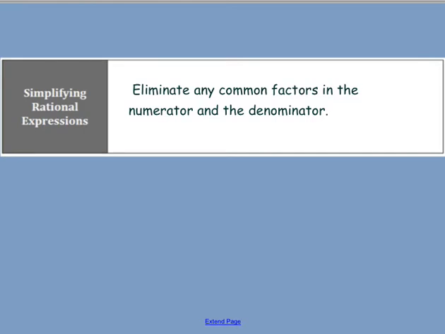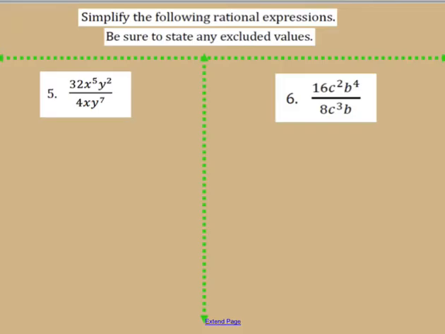So let's take a look at simplifying rational expressions. So we want to eliminate any common factors in the numerator and the denominator. So that's kind of our goal. We're trying to put it in a more simplistic form. So let's go ahead and let's take a look at doing this. Let's actually start applying it.